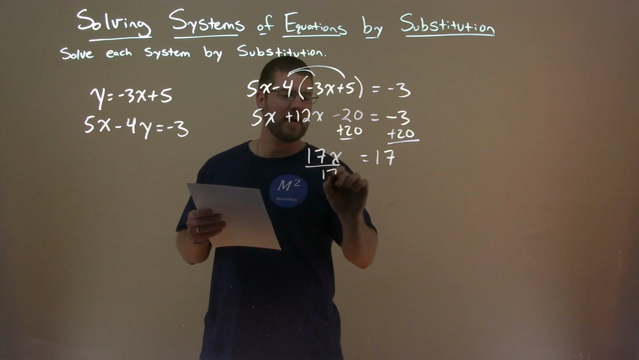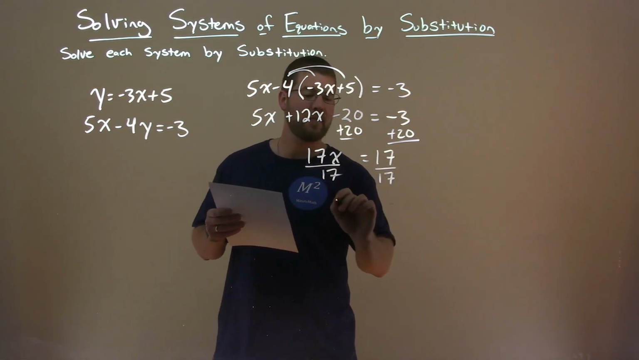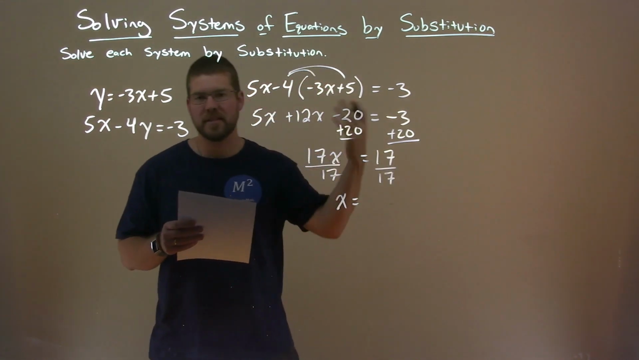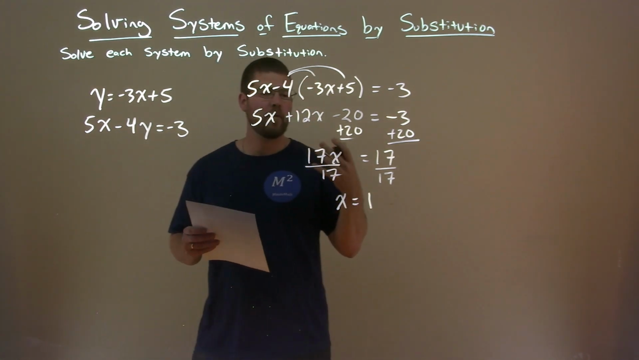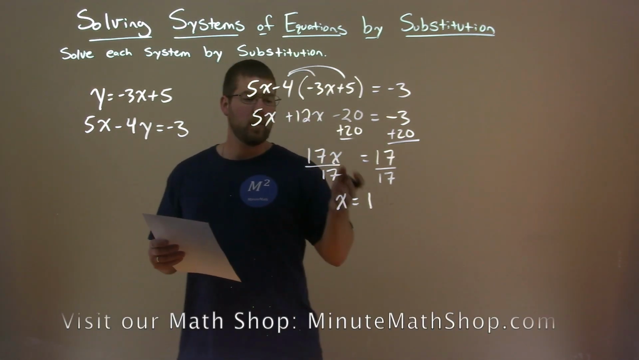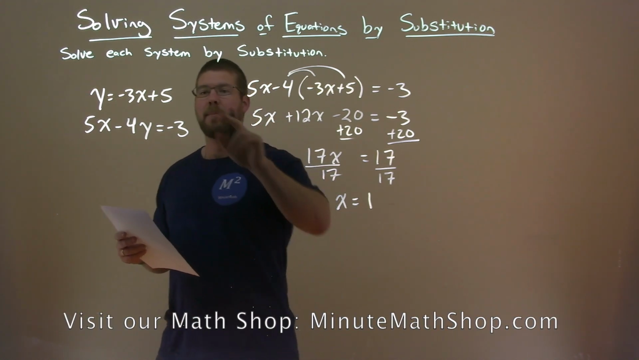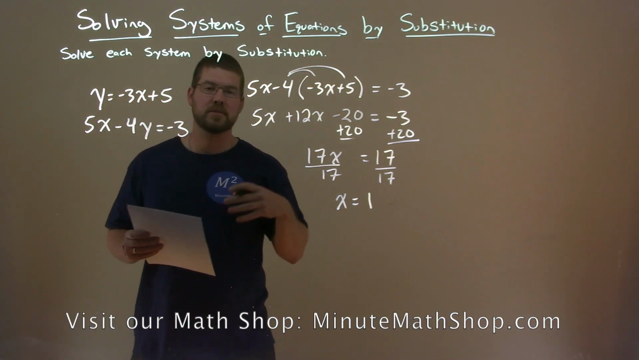Divide both sides by 17. And we're left with x by itself, and 17 divided by 17 is 1. So where do we go from here? All right. Well, we need to take that x equals 1, and we plug it back into one of our other equations and solve for y.